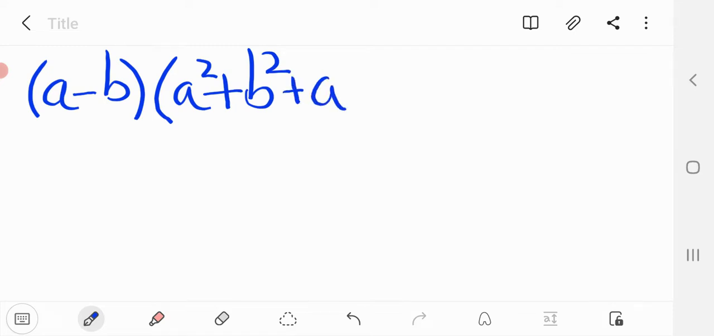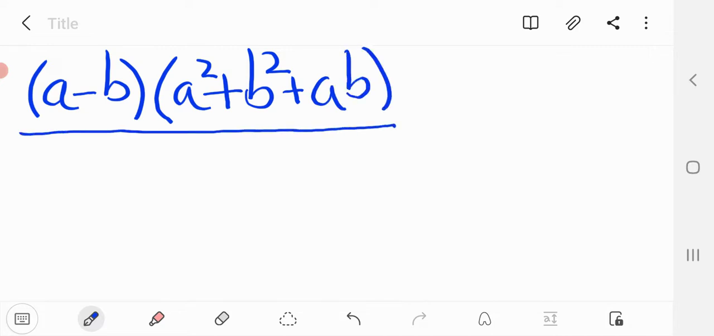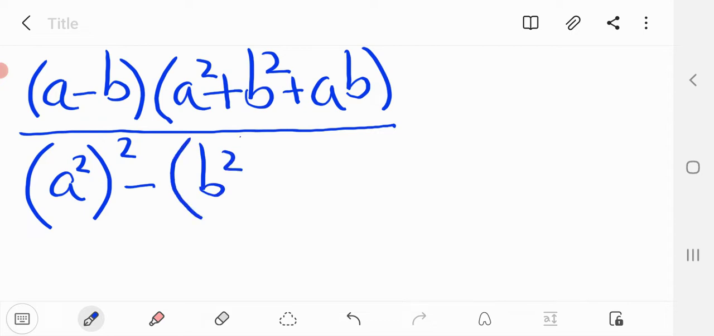Whenever we have minus, here we will have a sign of plus between the first and second, so a into b, and divided by a power 4 minus b power 4. It should be written like this: a square whole square minus b square whole square, because a square minus b square is a formula, so we can split it and write it in the form of two factors, one with plus and one with minus. Then we have the division sign.